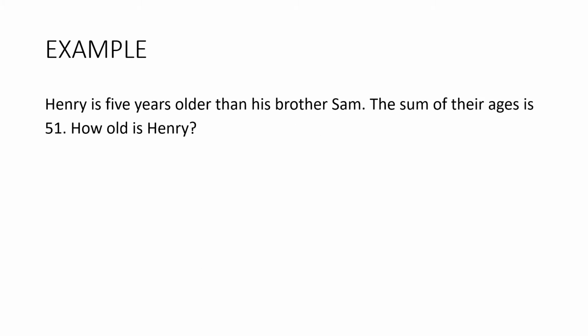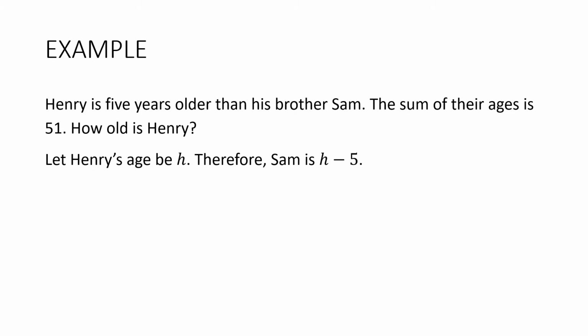Here's our second example. Henry is 5 years older than his brother Sam. The sum of their ages is 51. How old is Henry? Let's start by defining our variable. Let Henry's age be h. Therefore, Sam must be h minus 5. Does that make sense to you? Because Henry is older than Sam by 5 years.